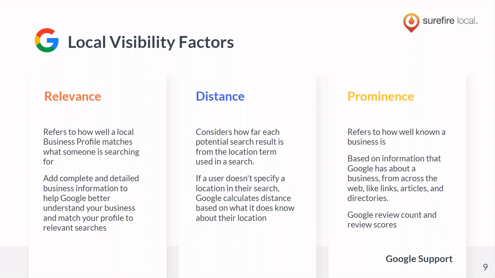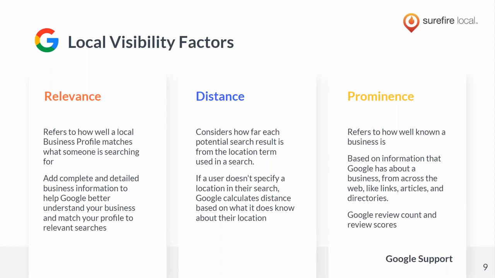Prominence refers to how well a business is known, based on the information that Google has about your business from across the web. So is all your contact information up to date? Are your hours of operation up to date? Your phone number? Are there plenty of links? Are you contributing articles? We'll get into more details about that.